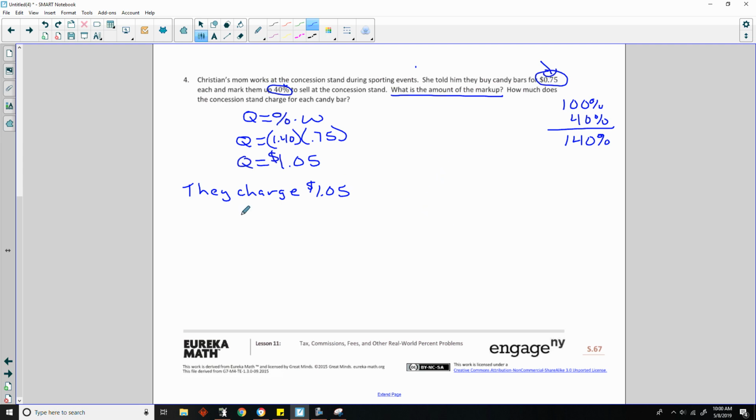Okay, what is the markup? Well, the markup equals what they charge minus what they paid. So the markup equals the $1.05 minus the 75 cents that they paid. So the markup equals $1.05 minus 75, which is 30 cents. Okay, the markup is $0.30.